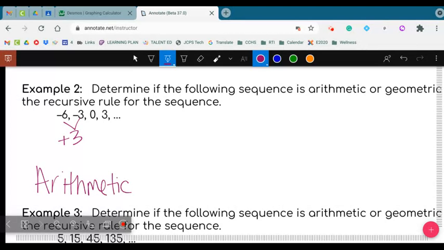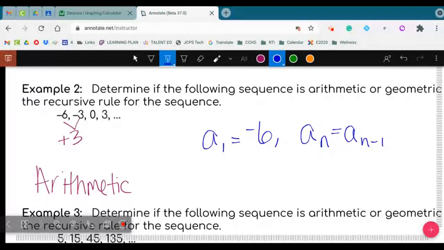So if I look at the board and see my handy dandy formula, I know I'm going to have a sub 1 equals my first term, which is -6. Then I'm going to put a comma. I'm going to put a sub n equals a sub n minus 1. So all that's going to stay the same. And then my common difference goes on the end. So the only thing I put in was this -6 and this +3. And that is the formula.